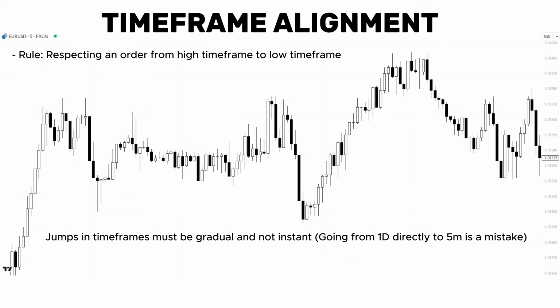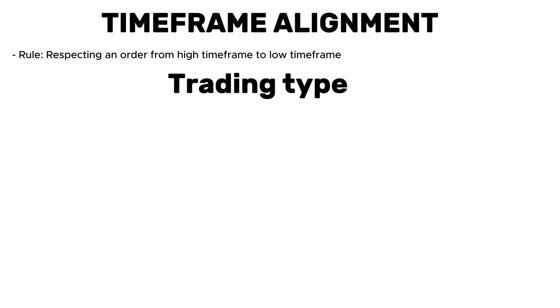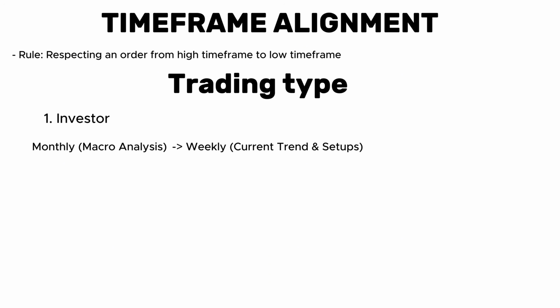Why so? Because the timeframes are too distant from each other, making both analyses irrelevant and close to useless to our trading plan. Now that we know what not to do, we can look at how timeframe alignment is really done properly, and it all depends on the type of trading you do. If you are an investor, the time frame order could be like this: macro analysis to identify the high time frame direction done on the monthly chart, current trend and setup opportunities on the weekly chart, and the setup execution on the daily chart.